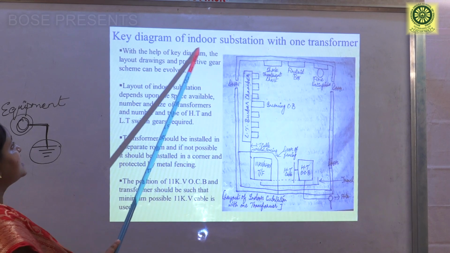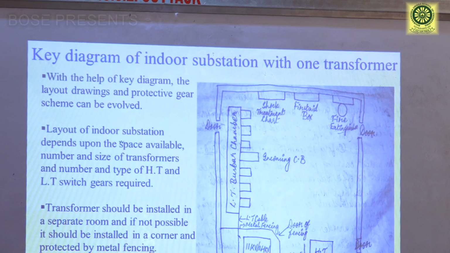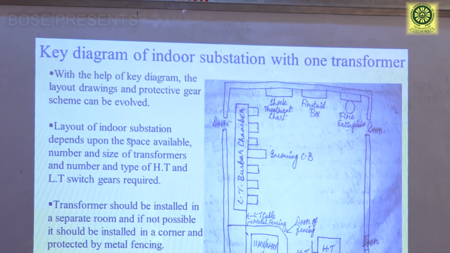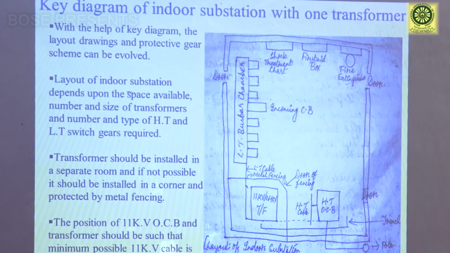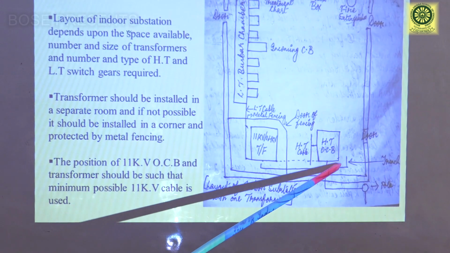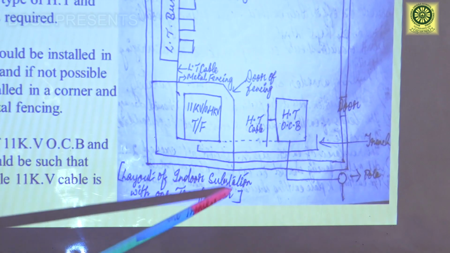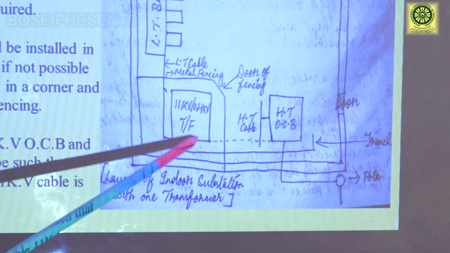Now this is the key diagram of an indoor substation with one transformer. See how it is a key diagram. This is the layout of an indoor substation with one transformer. See how from a pole it comes to the HT oil circuit breaker. Then this is a cable trench. Underground there is a trench, and here the cable is coming.